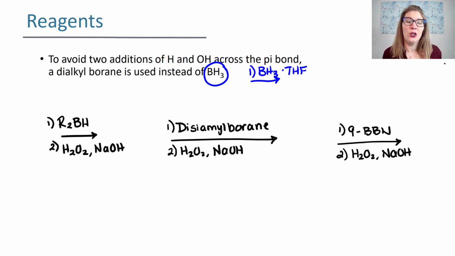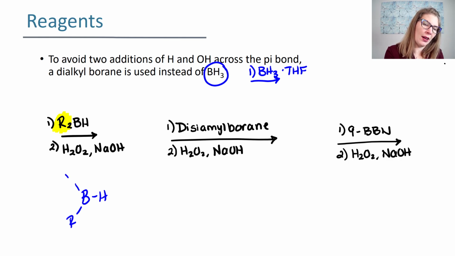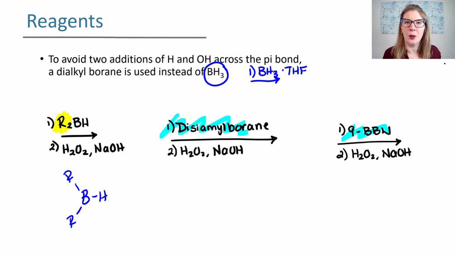So there are three ways to draw this dialkyl borane compound that is less reactive than regular borane. One way is the very general way, to just put in an R here for the fact that you are illustrating that you have a boron and one hydrogen and then two alkyl groups. The second and the third options that I've listed here and here are also dialkyl boranes. They're just specific molecules. This first one is when you have a boron with a hydrogen and then some carbon groups attached to it.